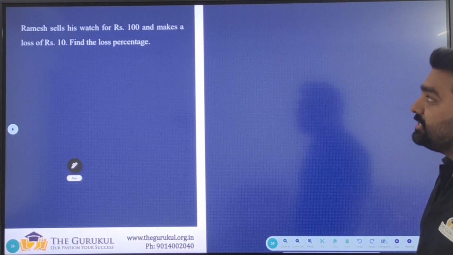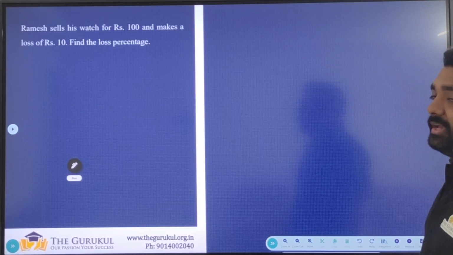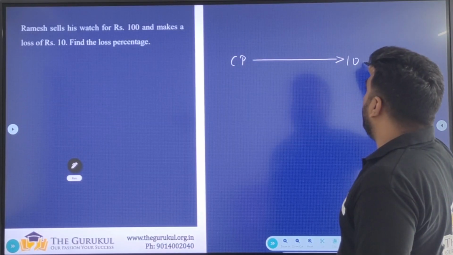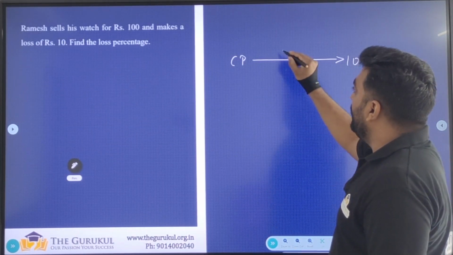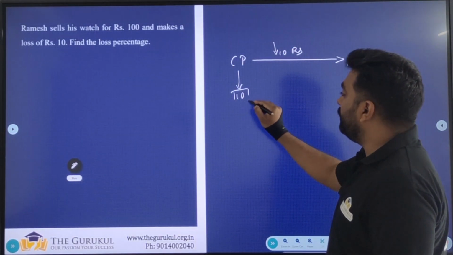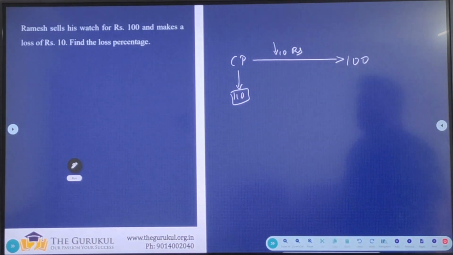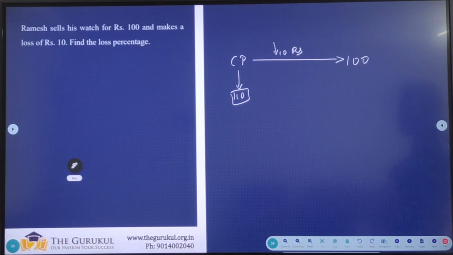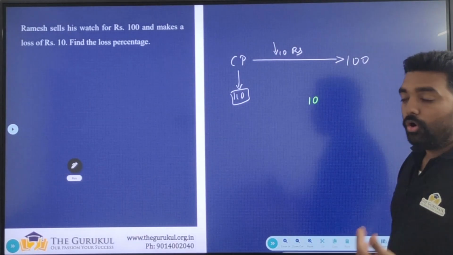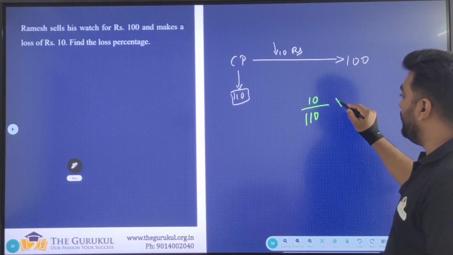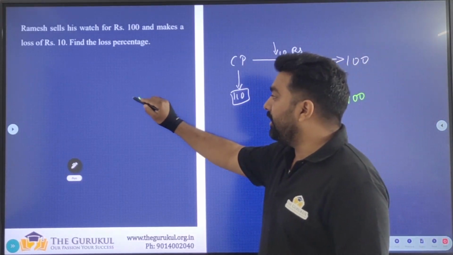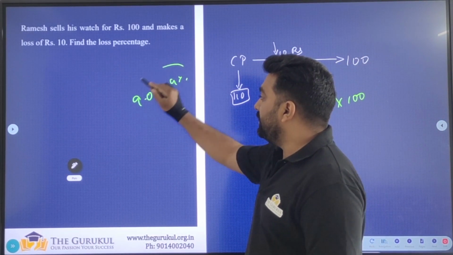Next one. Ramesh sells his watch for rupees 100 and makes a loss of rupees 10. I don't know how much is the cost price. He sold for 100 rupees and made a loss of 10 rupees, which means cost price should be 110 rupees. 110 rupees item he sold for 10 rupees less and finally sold for 100 rupees. Okay, find the loss percentage. He got 10 rupees loss. On what value? On cost price. I want percentage multiplied with 100. So 1 by 11 as a percentage, 9.0909%.